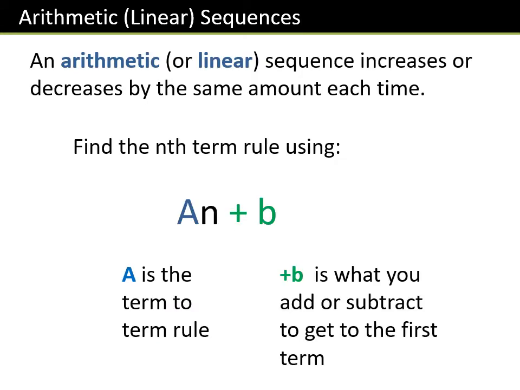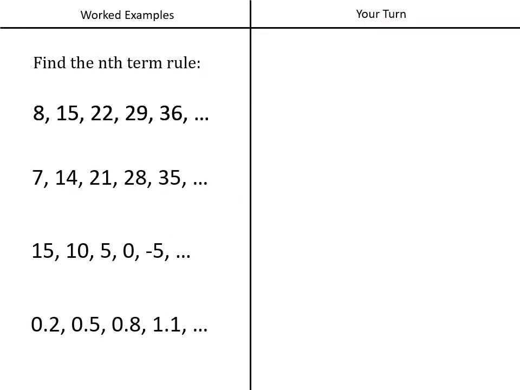Okay, so basically that's what we do. We look for the term-to-term rule, whatever we are adding or subtracting each time. We put that in front of n, and then we see what we have to add or subtract to get to the first term. So a few more examples.